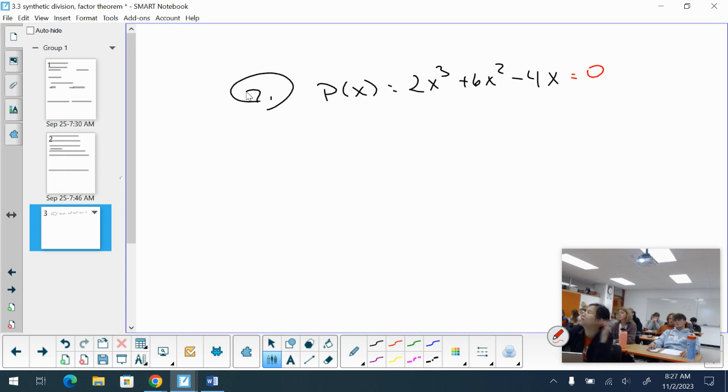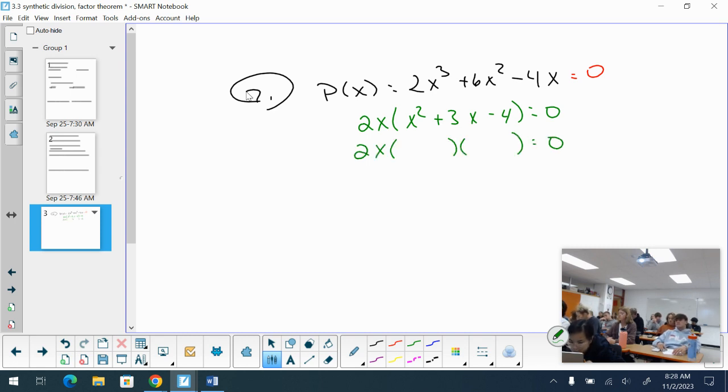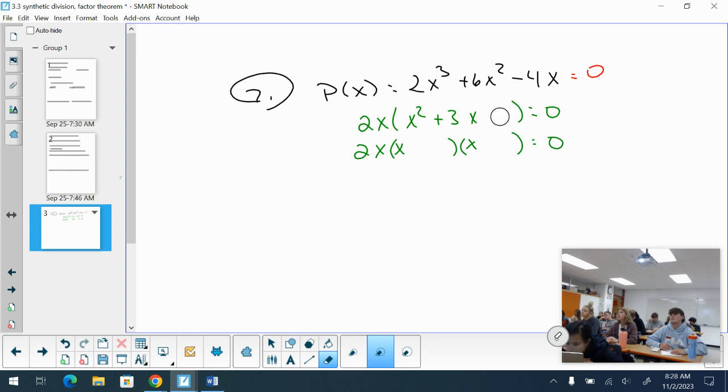What is it, Nick? X. Not only x, what can go with it? A 2. So we have 2x times x squared plus 3x minus 4 equals 0. Okay, we can take a 2x out of each one of the terms. Then we can factor our x squared plus 3x minus 2. We have x and x. We have a negative 2 there, so the sign has to be different. Oh, it should be a 2. My bad.